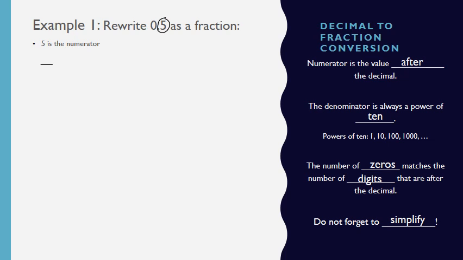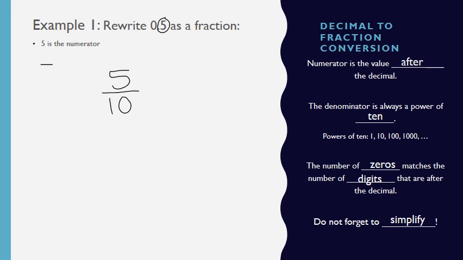So let's go ahead and put together our answer. We said 5 is the numerator, and our denominator is 10 because there's 1 zero and 1 digit after the decimal. This has the right value. 5/10 is the correct answer. However, we can write this better. We always want to remember to simplify.